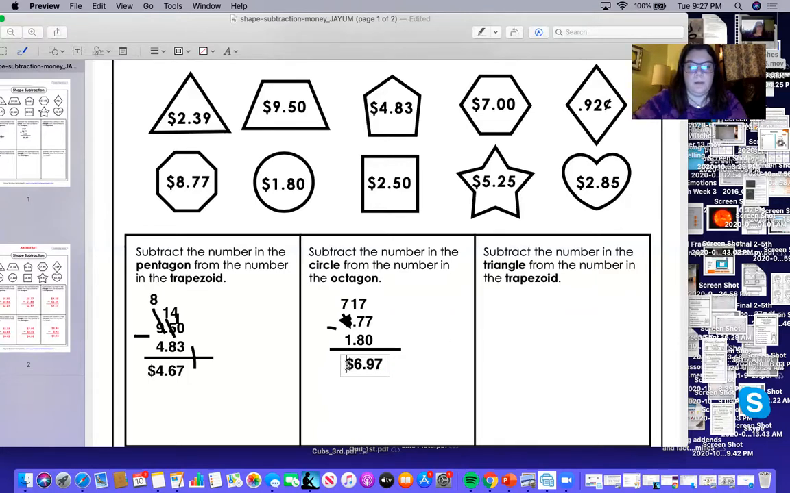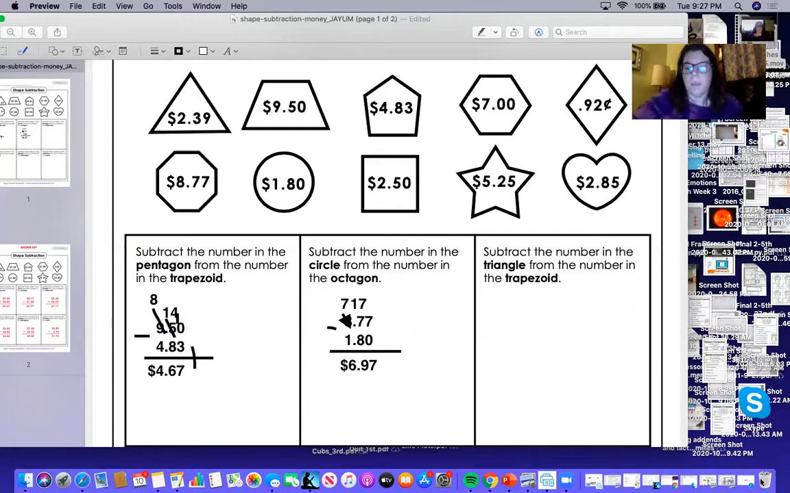Move that over 1. No, that's not what I want to move. There we go. Okay. So $8.77 minus $1.80 is $6.97. There we go. So just like our regular subtraction, just make sure you're lining up your places and don't forget your decimal place. So again, think of it as you're subtracting pennies from the pennies, dimes from dimes, and then on the other side of the decimal place, dollars from dollars.